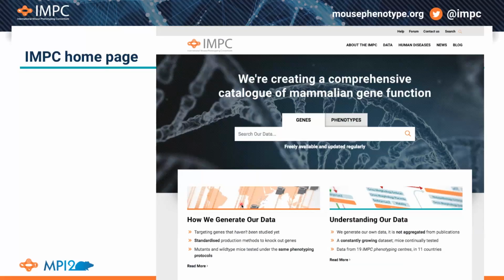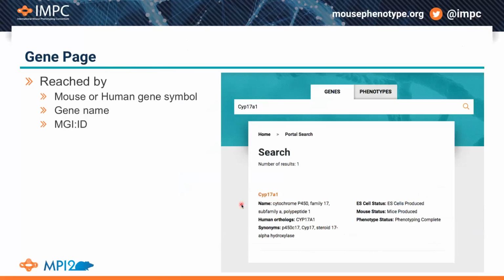So we focus on searching on genes and phenotypes. I'm just really going to focus on looking at how we look at genes today. You can search for a gene, and you can use a mouse or a human gene symbol. We have all the mappings to the human gene orthologs. You can use a gene name or MGI ID. In this case, I'm looking at CYP17A1. When you hit return, you'll get a quick summary of what we have. So the gene name, the orthologs, any synonyms.